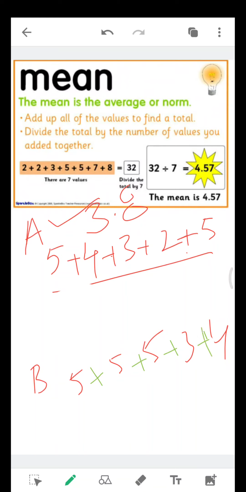Okay, then divide by 5, because there are 5 observations: 1, 2, 3, 4 and 5. So we'll divide by 5. Add this all: 15, 19, 22. If I divide 22 by 5, what will I get? 5 fours are 20, then 4. So the average of section B is more, that is 4.4. So the performance of section B is better than the performance of section A.